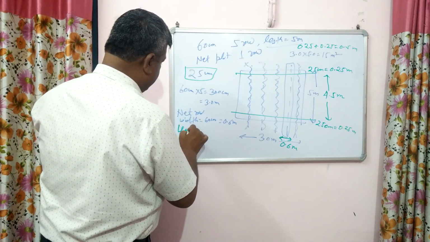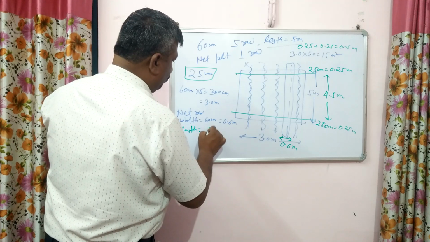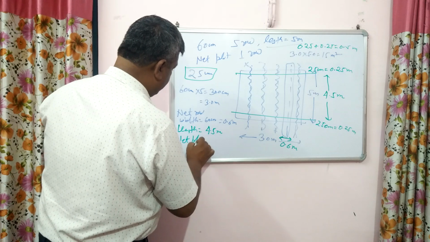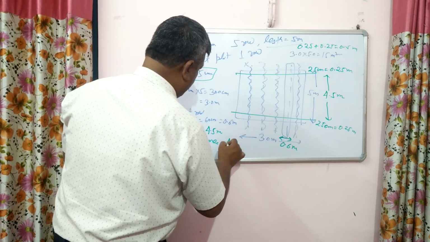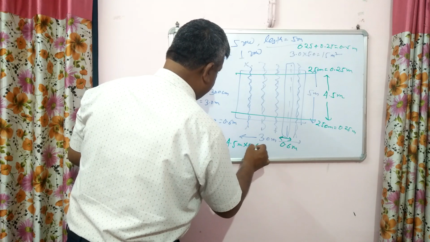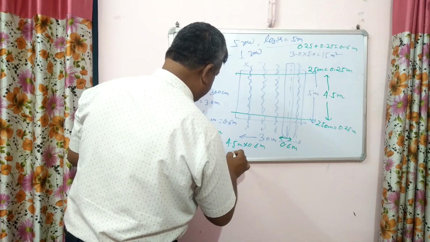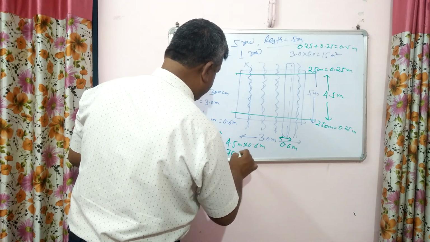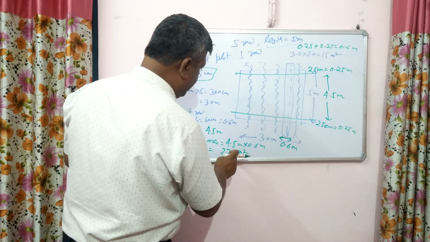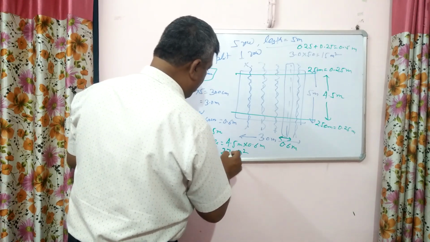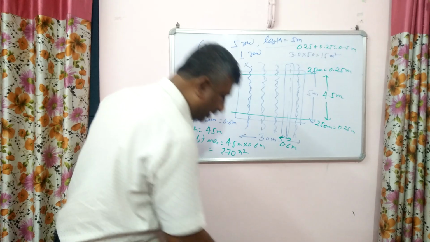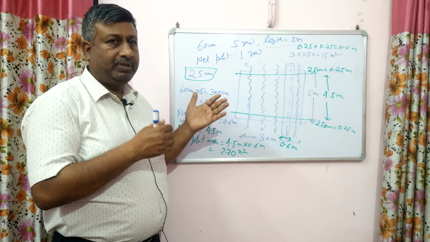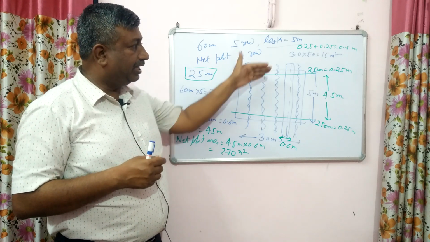So length is 4.5 meter. So now the net plot area is 4.5 meter into 0.6 meter, that is 2.7 square meter. So this is the way how the net plot area is calculated. So be careful whether plant spacing is given or not. If it is given, then plants are removed.